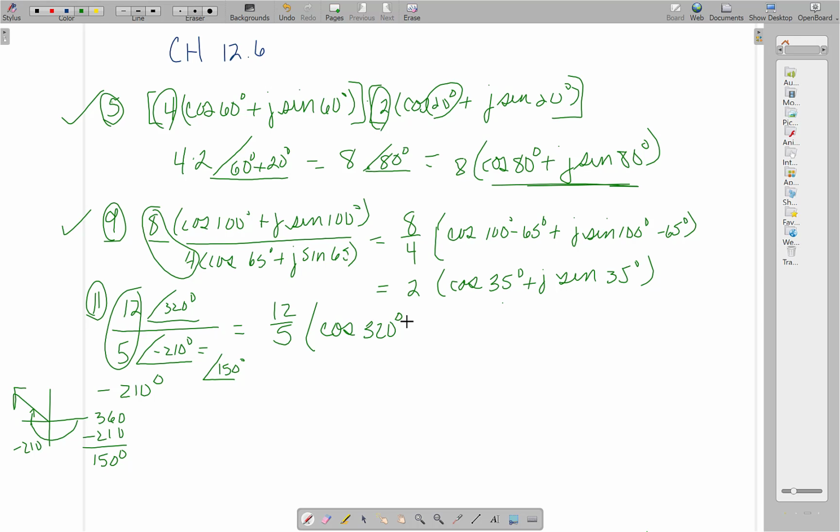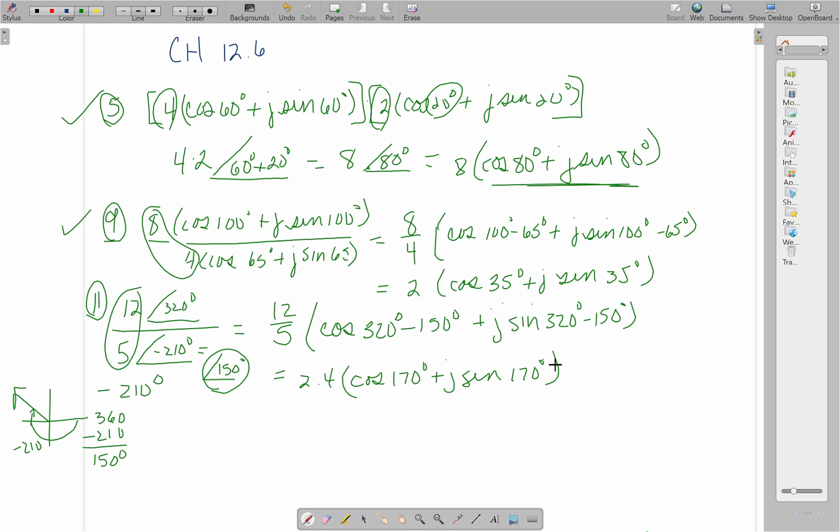So when I do my 320 and I'm dividing, I'm supposed to subtract when I divide. We're not going to use our negative angle. We're going to use the 150 degrees. Plus j times the sine of 320 degrees minus 150 degrees. That's going to equal, that's a decimal, so you get 2.4 times the cosine of 170 degrees plus j sine of 170 degrees. And that is in polar form, so we are finished.